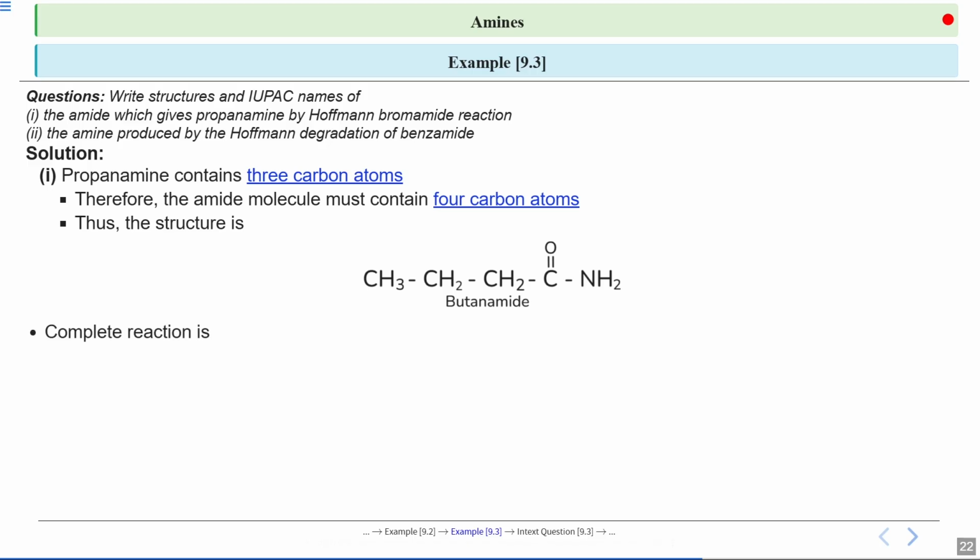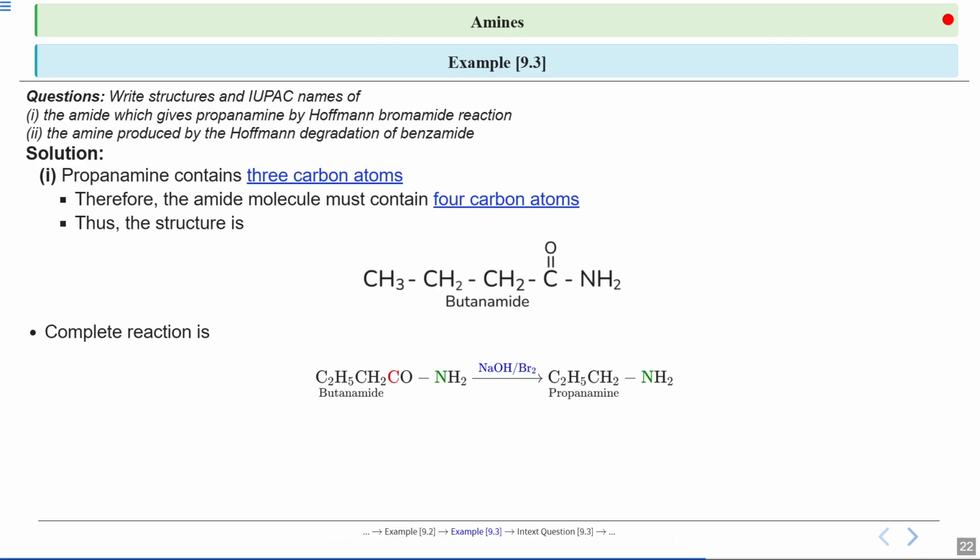So the complete reaction is that butane amide reacts with sodium hydroxide and Br2 to form propane amine. The key transformation is the removal of the carbonyl carbon, which results in the formation of an amine with 1 carbon atom less. So if I give you a general pattern, an amide which has n carbons leads to an amine which has n minus 1 carbon.